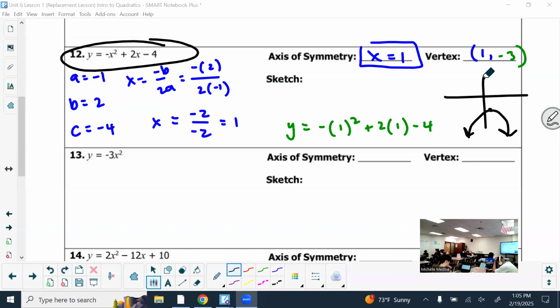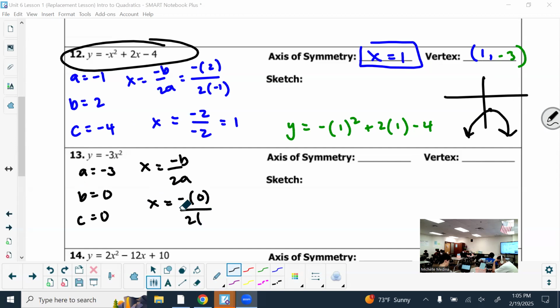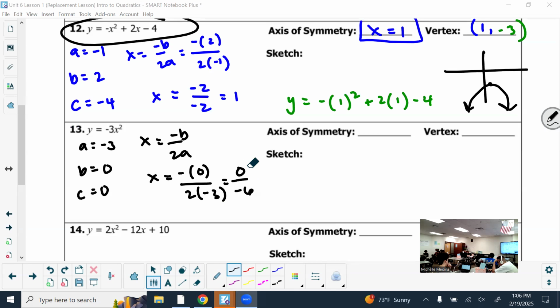Fill that in. So for 13, the A is -3, B is 0, and C is 0. So then in plugging it in for axis of symmetry, it looks like this, which once you clean it up, it looks like this. Sorry if I'm going too fast, but hopefully it makes sense. 0 divided by -6 is what? And so in that case, my axis of symmetry is x equals 0.